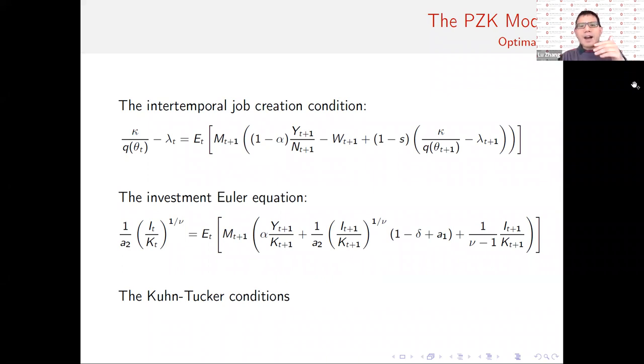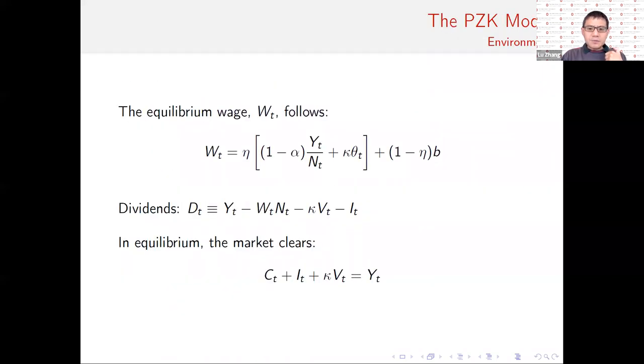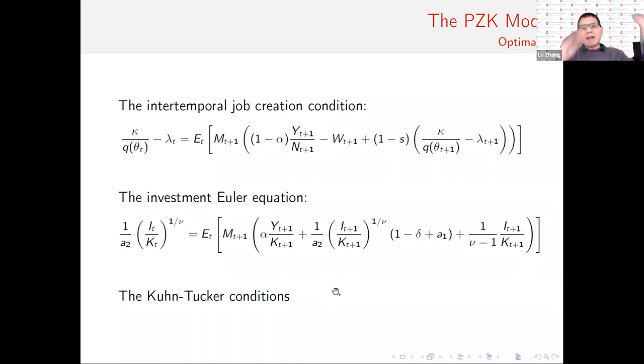The first is the intertemporal job creation condition. By the way, I forgot to mention, the unit cost of vacancy, kappa, is constant, not time varying as in the Hagedorn-Manovskii case. So it's constant, that's your marginal cost of hiring, with the vacancy constraint accounted for by the Lagrange multiplier. The left-hand side is the marginal cost of hiring, and the right-hand side is the marginal benefit of hiring. You produce marginal product of labor, you pay the worker wages, and then net of separation, you have one extra unit of employment that's going to be worth the marginal cost of hiring next period for you. That's the continuation value.